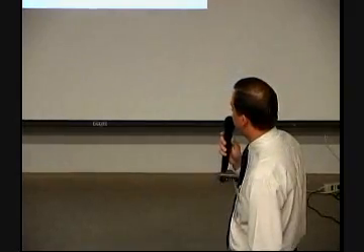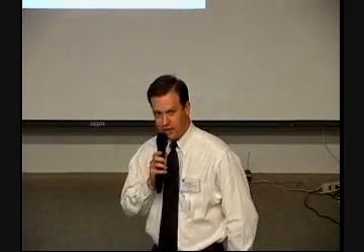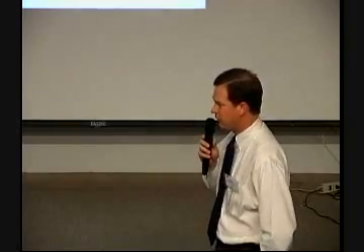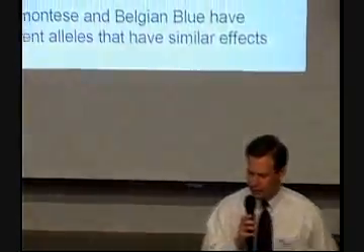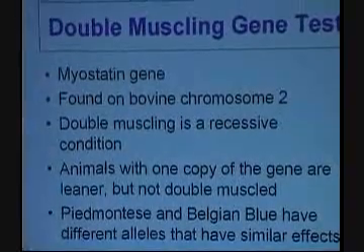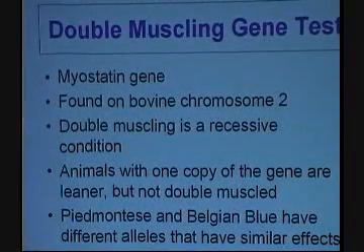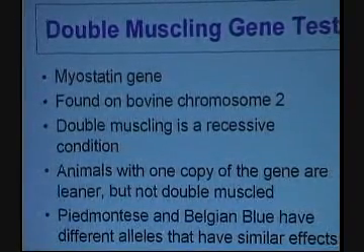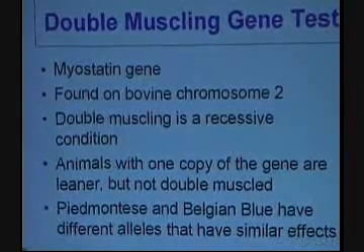Another one that I'll talk about, and I talk about this not because there's a tremendous interest in double muscling, but it illustrates some things that I think we need to keep in mind as we think about genetic tests and what they do or don't tell us. There is a definitive test for double muscling. It is a single gene found on chromosome number 2 of the cow. It's a recessive condition, so there are animals that are not double muscled but carry the gene for it, and the animals that are double muscled have 2 copies of that particular gene.